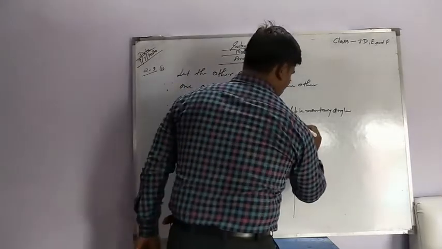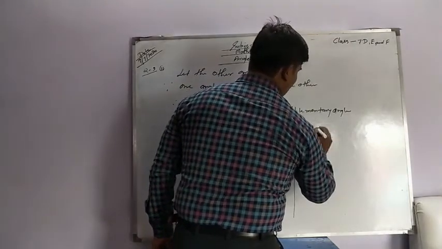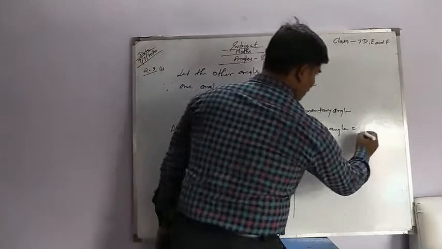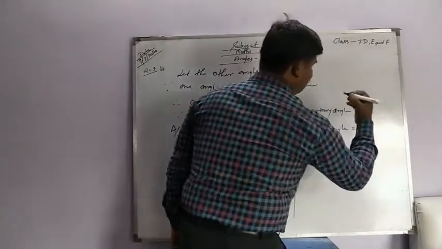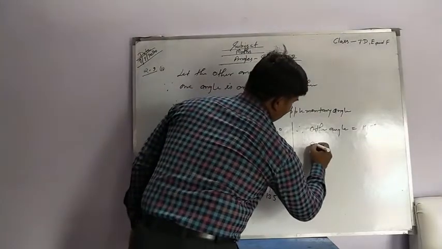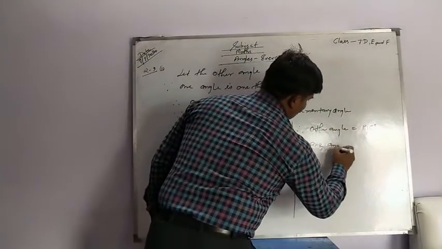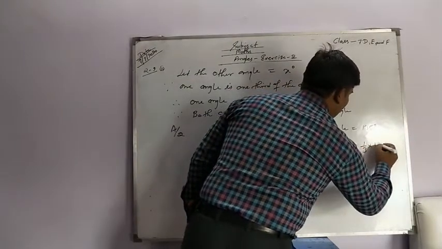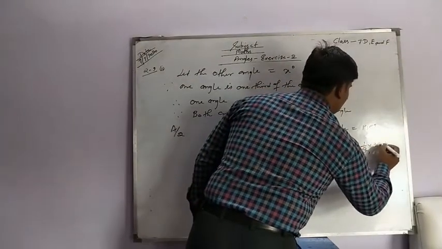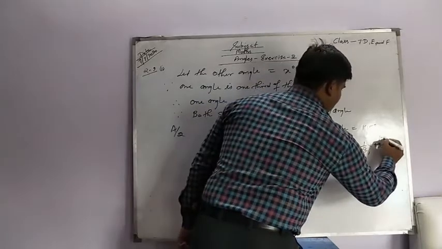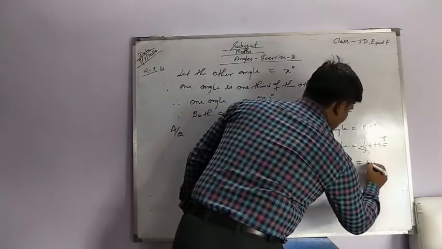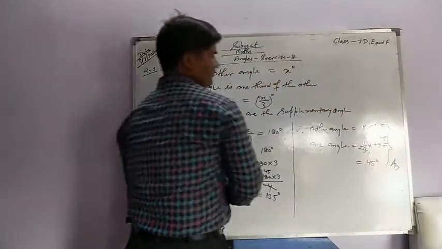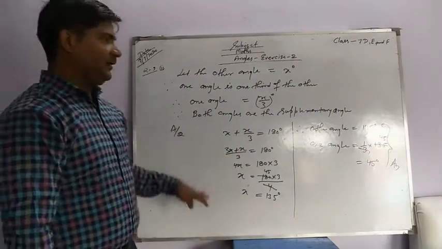So therefore the other angle is equal to 135 degree, and one angle is equal to 1/3 of 135. Now simplify this one. 3 times 4 is 12 and 3 times 5 is 15. So it gives 45 degree, and this is the answer of the question. Okay, so write down this question in your copy.